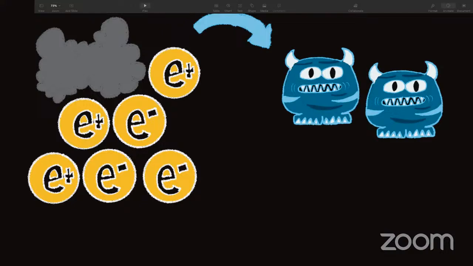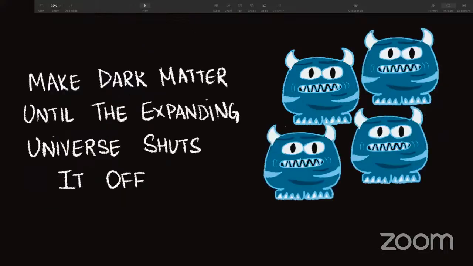And we have a lot of time in the universe to do this. So we keep doing this again. We start producing dark matter. Once again, the expansion of the universe is going to shut this process off at some point. And that will give us the density of the dark matter that we observe today.